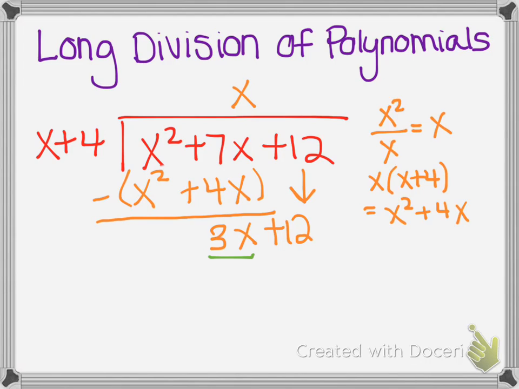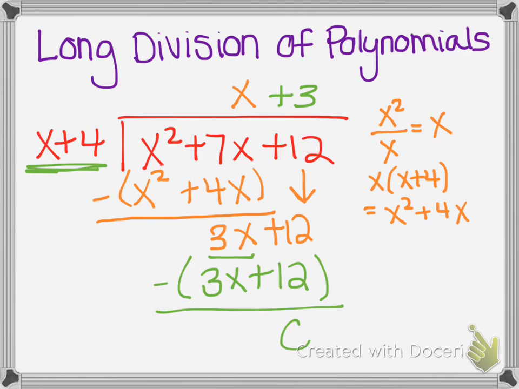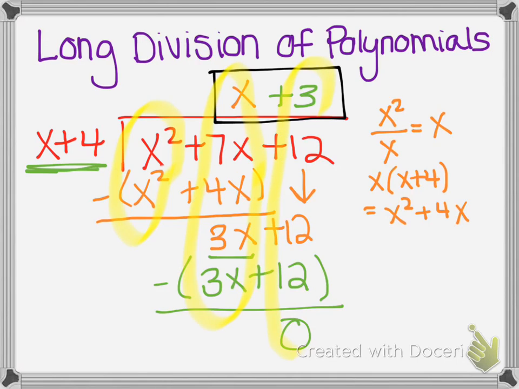So we take the first term, 3x, in our new part of our dividend, divided by x, and we get 3. And then we take 3 and multiply it through the whole x plus 4, and we get 3x plus 12. And when we subtract, we get 0. So our final answer is x plus 3. Now notice that my quadratic terms are all lined up, all of my linear terms are lined up, and all of my constants are all lined up. That's important. You want to keep them aligned vertically.